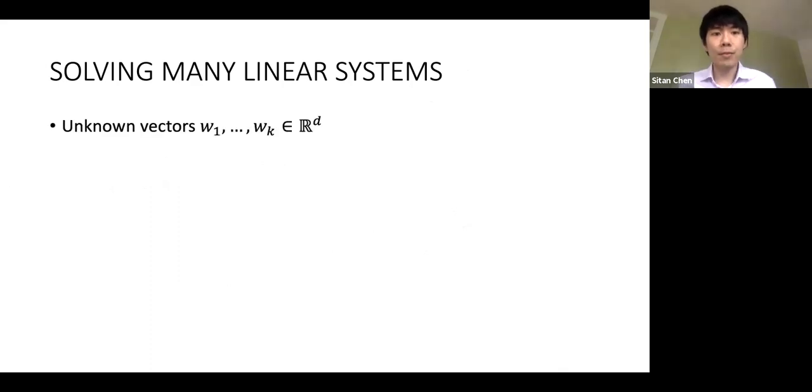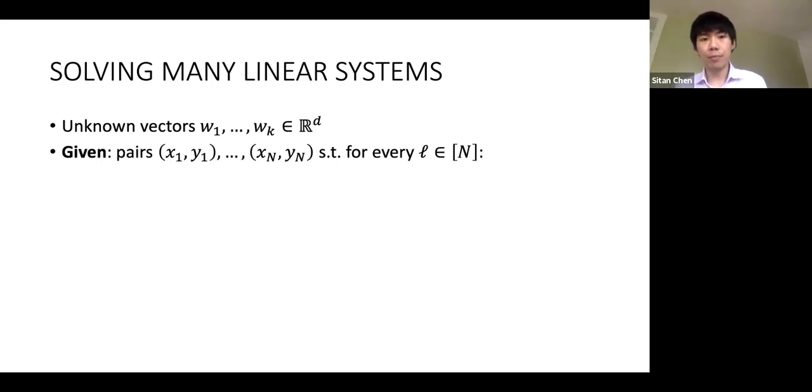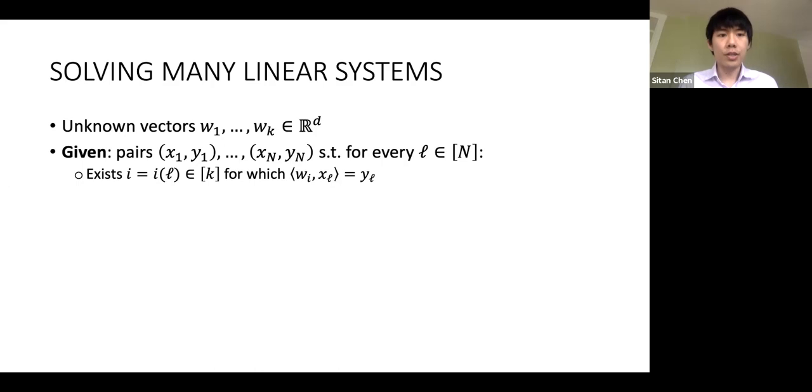So suppose you have some solution vectors, w1 through wk, in d dimensions, and we're given linear equations of the following form. For every index L from 1 to n, I'm given a pair x_L, y_L, such that there exists some index i, possibly depending on L, for which the inner product of w_i and x_L is equal to y_L. Crucially, we're not given this index function i_L, but we'd still like to recover the true solutions w1 through wk.